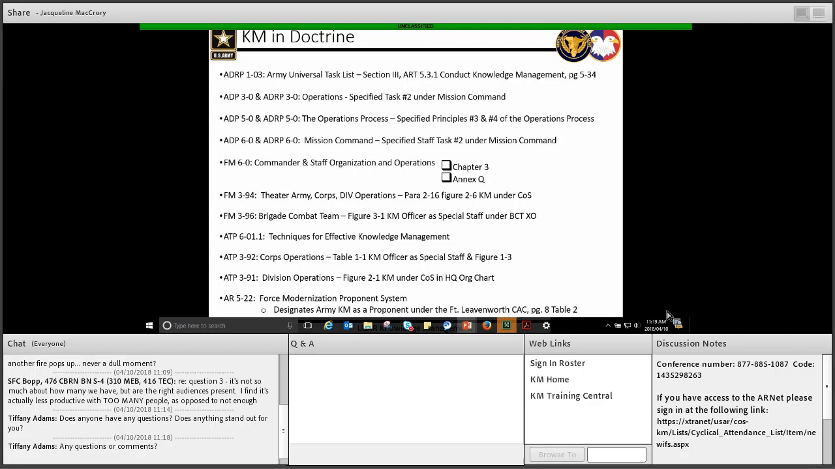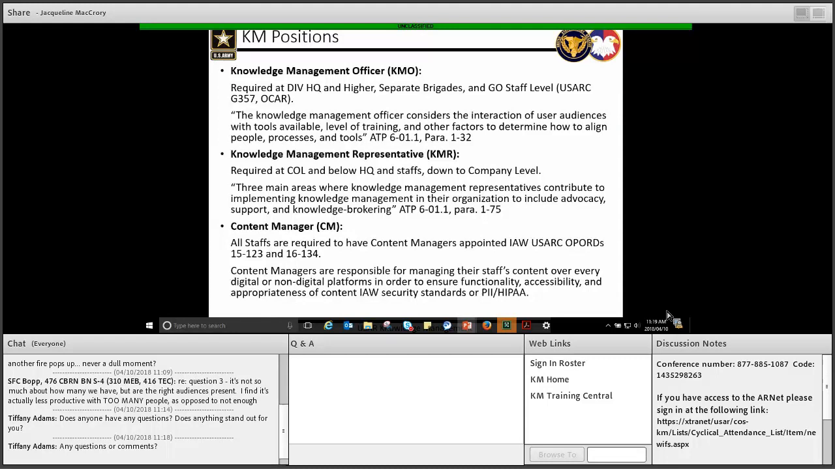Okay, so some positions to be aware of are, I've mentioned KMOs, KMRs, I've mentioned content management a little bit. But a KMO is someone who's obtained that 1ECHO Army Skill Identifier. They do that by attending that three-week qualification course at Fort Leavenworth. The KMO is also more of a senior-level position. You can see that in the first note under the first bullet. And you'll see the contrast in a moment to the difference between KMRs.